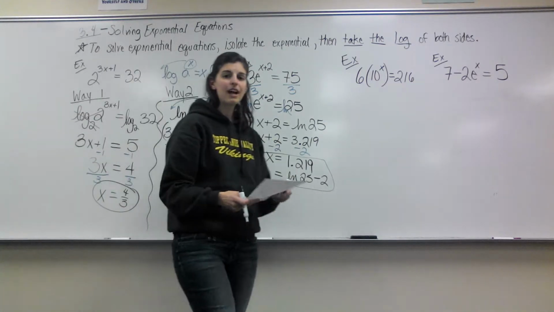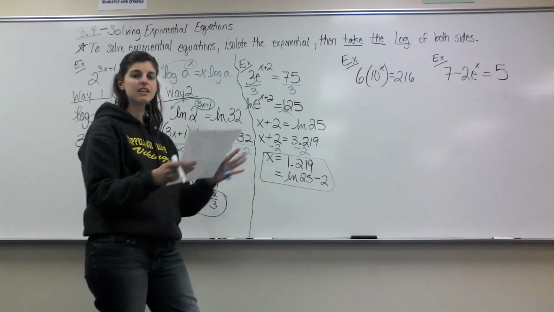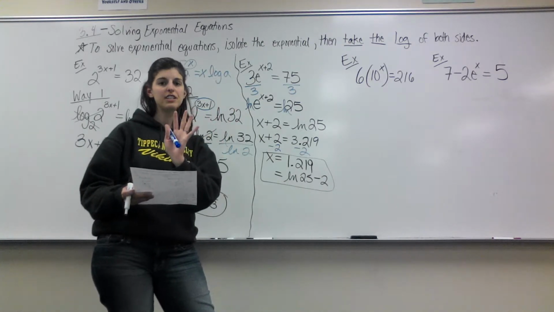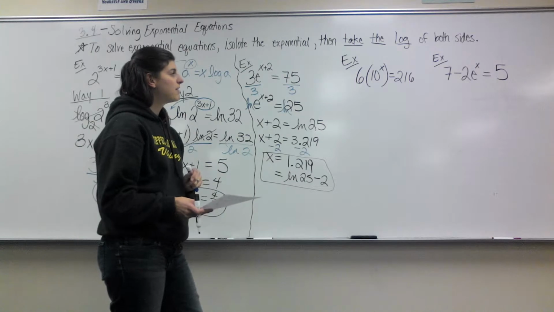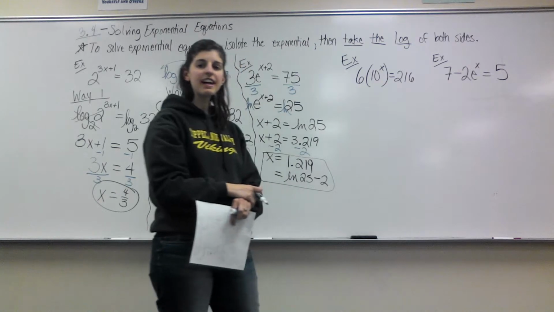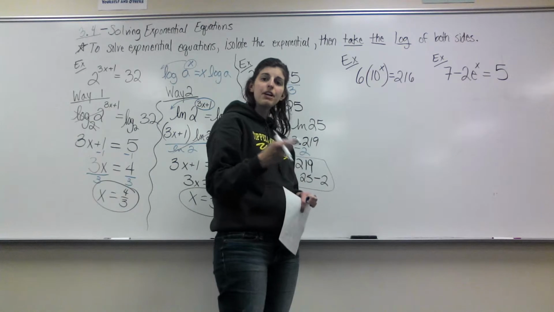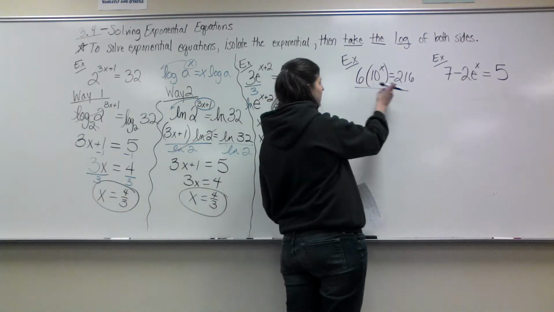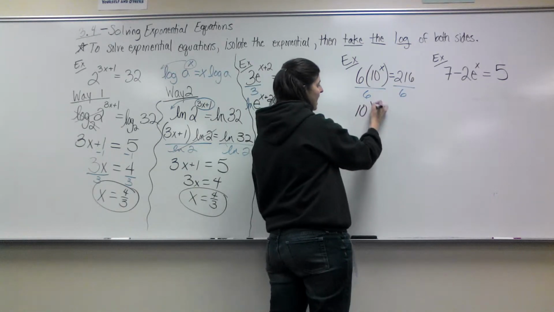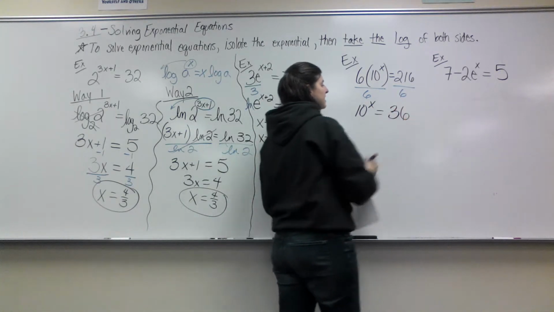The next problem, now let's do one that's very similar to the one we just did. Let's just do another one to get this under our belt. If you have questions, hold just a second, and if not, here we go. 6 times 10 to the x equals 216. I'm going to divide by 6 first. That will give me 10 to the x equals 216 divided by 6 is 36.